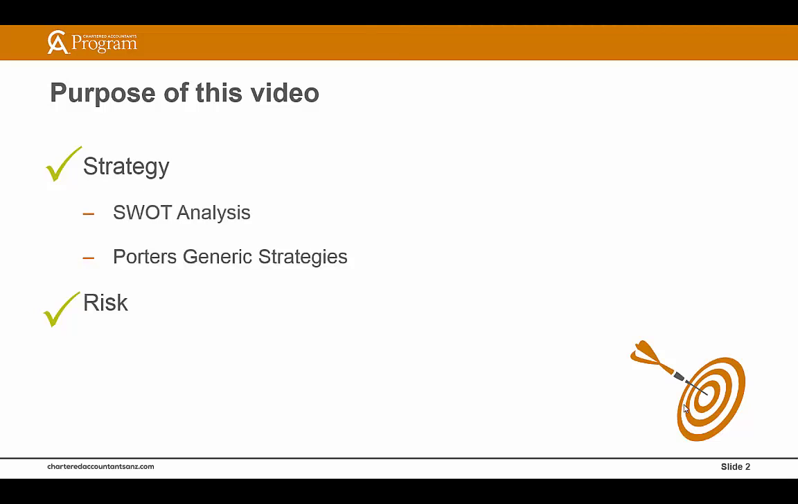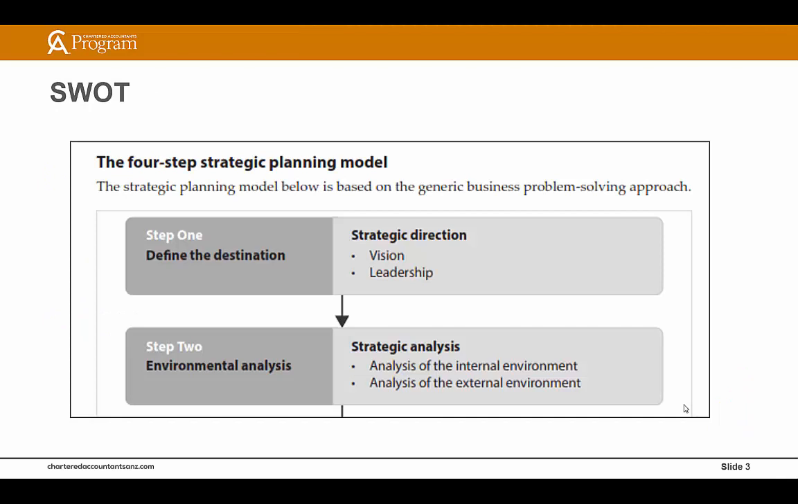So let's get started. The strategic planning model outlined in the CSG has 4 steps to it, the first 2 of which are reflected on this slide. The first step would be to define the destination. This would be done by developing a vision for the business and providing effective leadership. The second step would be to undertake an environmental analysis.